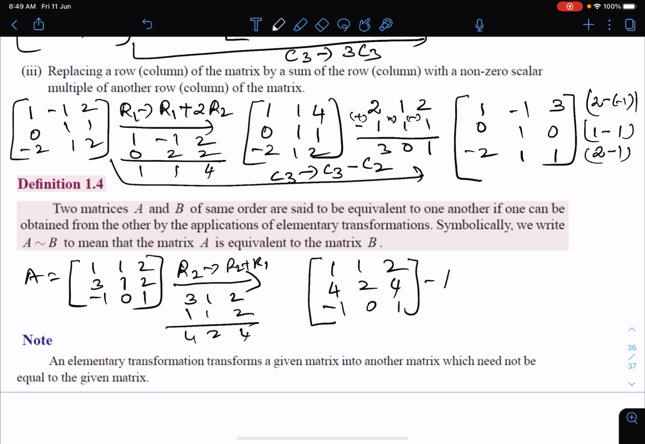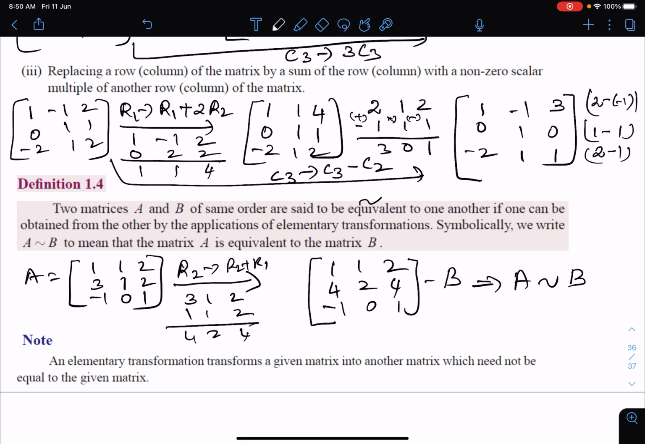This you can name as B, and here you can say that A is equivalent to B, and this is the symbol for equivalent. You have to write it like this. And I have a note also: elementary transformation transforms a given matrix into another matrix which need not be equal. There is no rule or law that it should be equal. It may not be equal to the matrix.